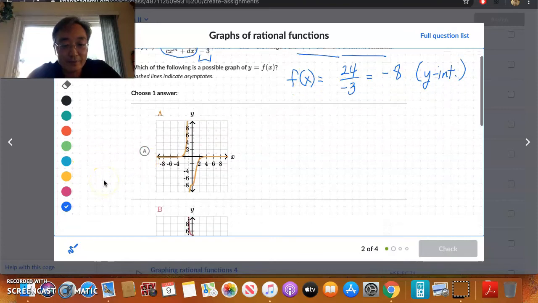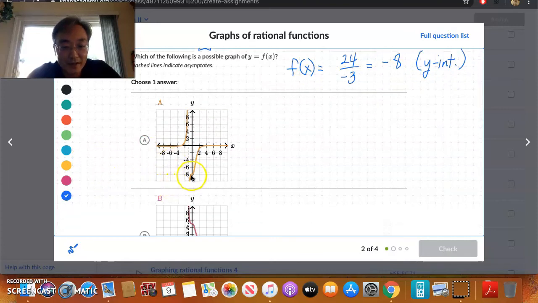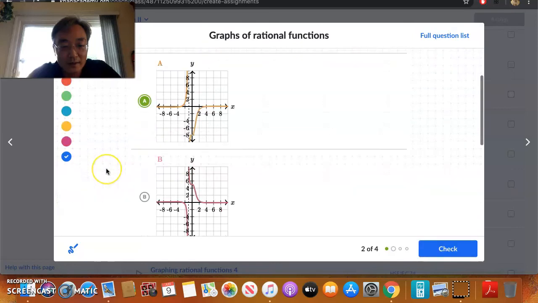So let's check. This thing definitely does right here. Does everyone see that? Right? Looks like the graph goes through negative 8 on the y-axis. So I'm going to put a little check there.